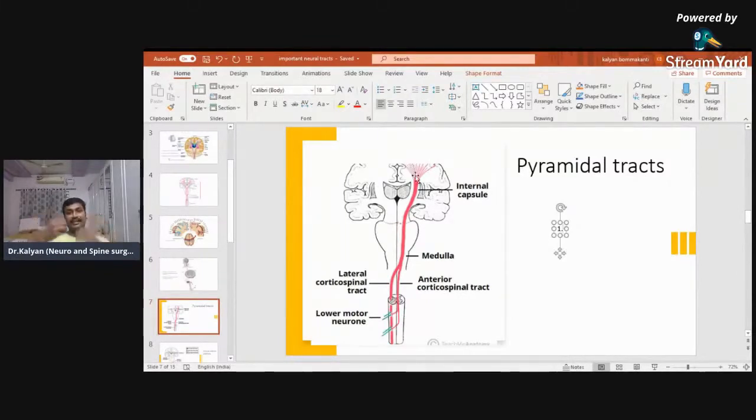These fibers condense together in the internal capsule. Then they enter the brainstem. In the lower part of the medulla, it divides into two portions: the lateral spinothalamic tract and the anterior spinothalamic tract. The lateral spinothalamic tract decussates in the medulla and reaches the opposite side.